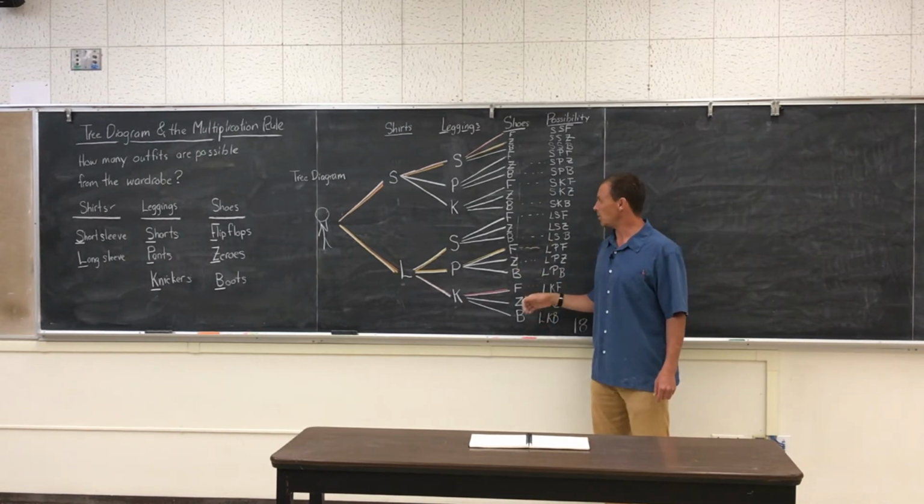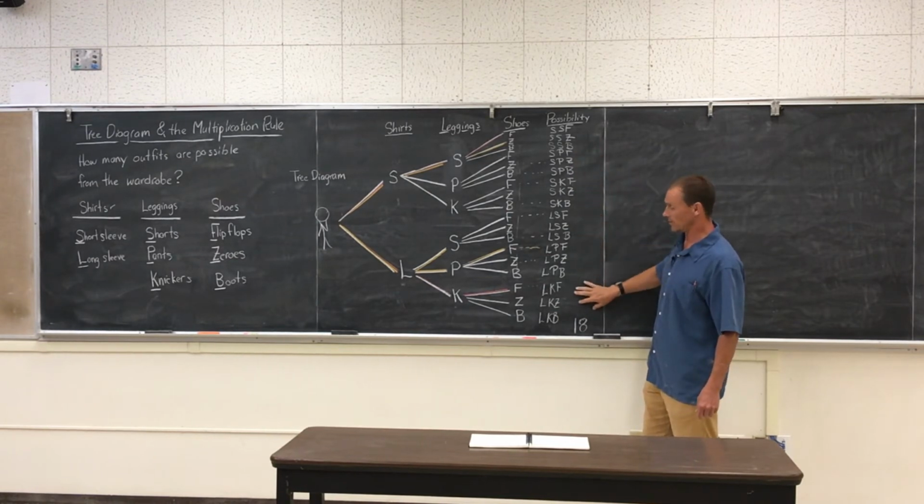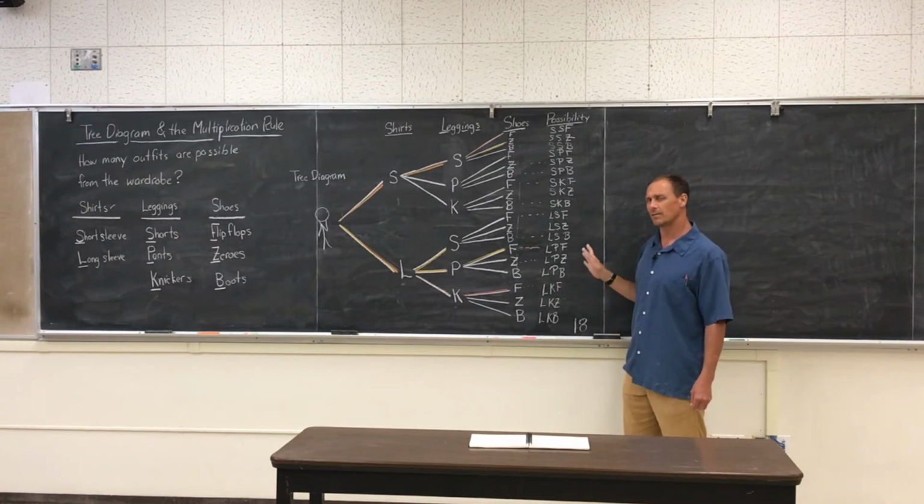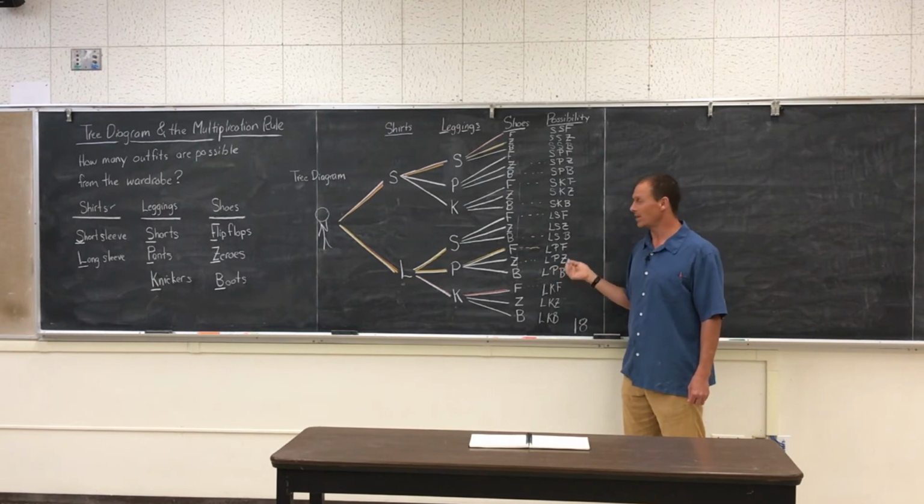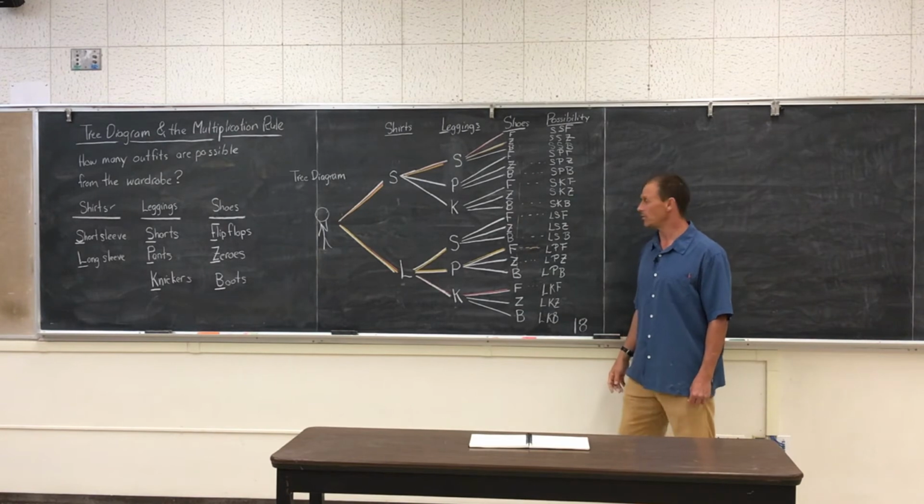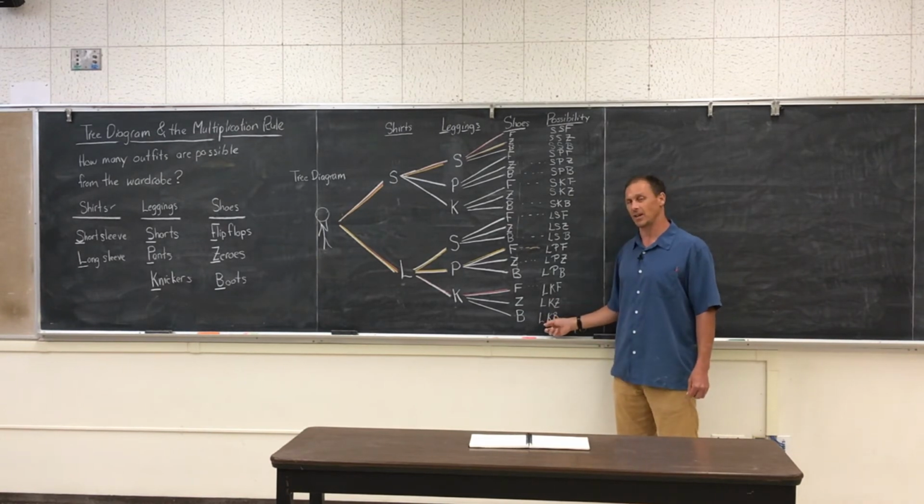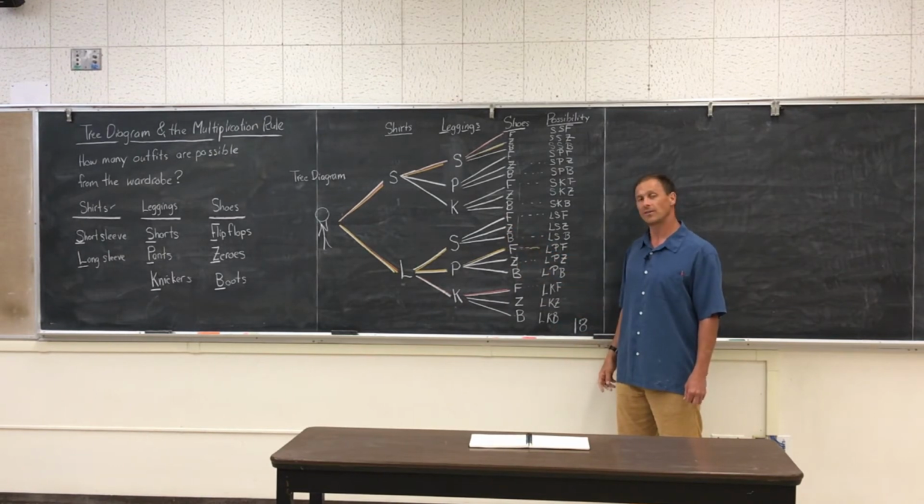The tree, one, it makes it very easy to see all the different possibilities. That's its strong point. Its weak point is it's limited by how large of a tree you can make. But its next strong point is to help us see what's happening. Is there an easier way to have figured out that there were 18 different outfits with 3 different categories of clothing? The answer is yes.